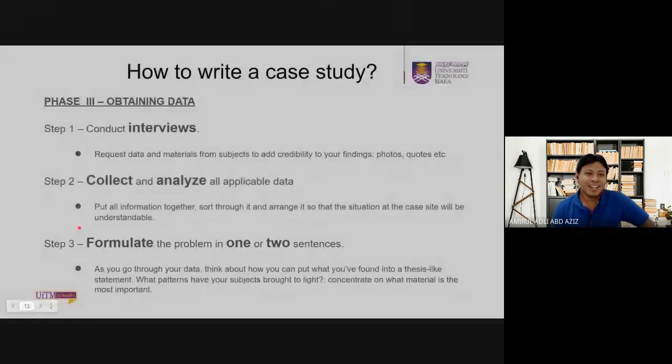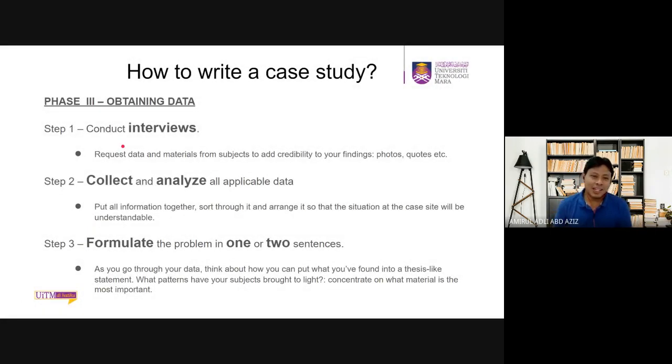Okay, and then come to phase 3, obtaining data. Tadi dah set up interviews. Okay, now we conduct the interviews. Okay, request data and materials from subjects to add credibility to your findings. Okay, materials ni could be anything. Kalau let's say photos, quotes, okay. Kalau macam tadi crime scene contohnya, ada witness yang ambil gambar, tapi polis tak interview dia. So you figured out from maybe CCTV camera ada orang yang tengah pegang phone ambil gambar kan. Then you find out that individual, you boleh try, okay, bagi can you share the photo that you caught, that you captured then.